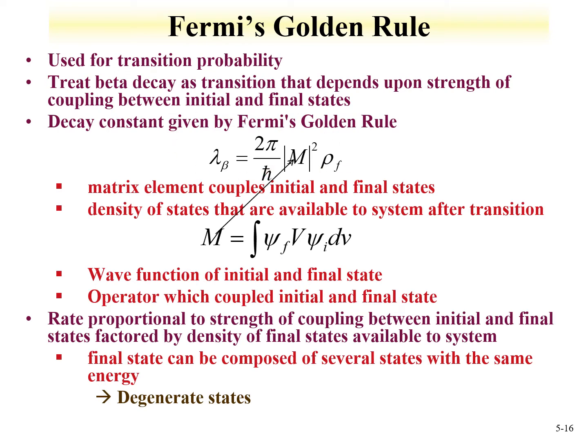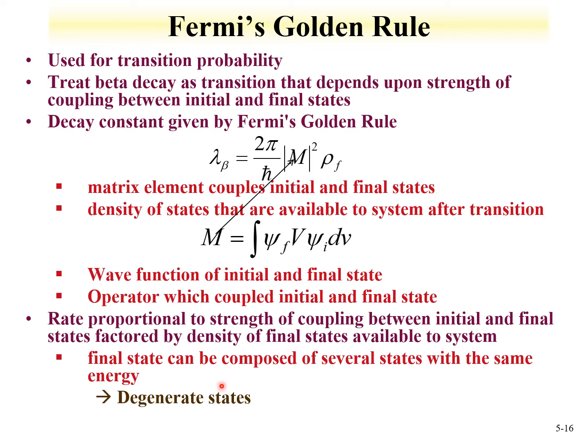So this matrix element, this density of states, it's just wave functions of the initial and final state, and this operator here, which couples the initial and final state. Fundamentally, the rate can be proportional to the strength of coupling between the initial and final states, and includes this density of states. So the final state can be composed of several states with the same energy.